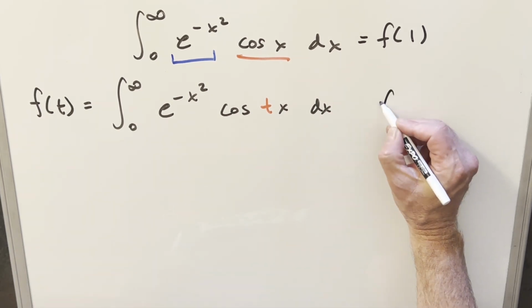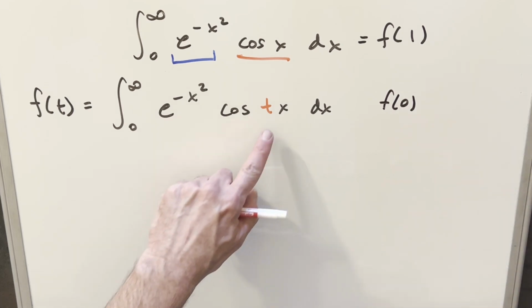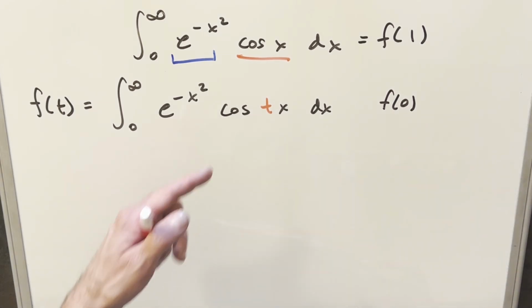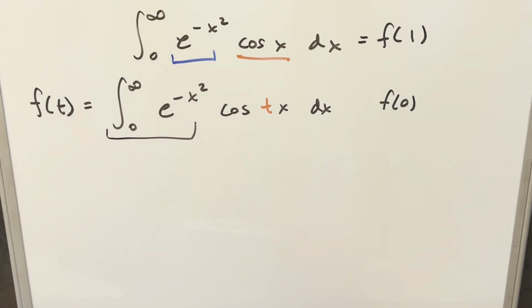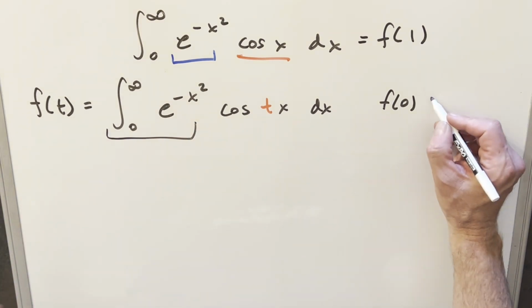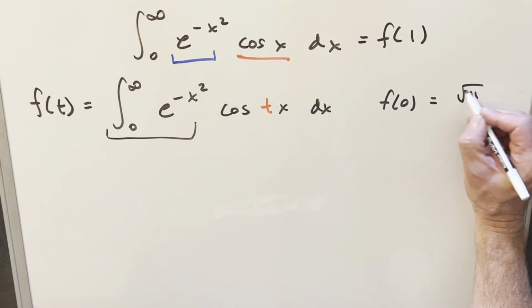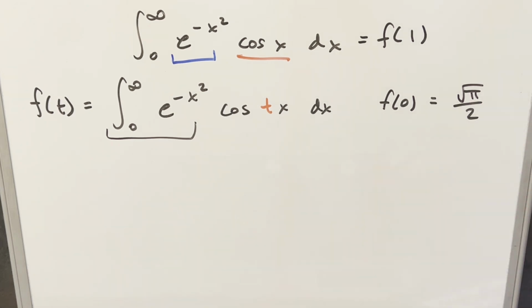I think what's going to work is if t is equal to 0. You plug a 0 in here, cosine of 0 is just 1. So then what you have left is just this part, which is the value we know for the Gaussian integral, right? So this value we know to be square root of pi over 2.